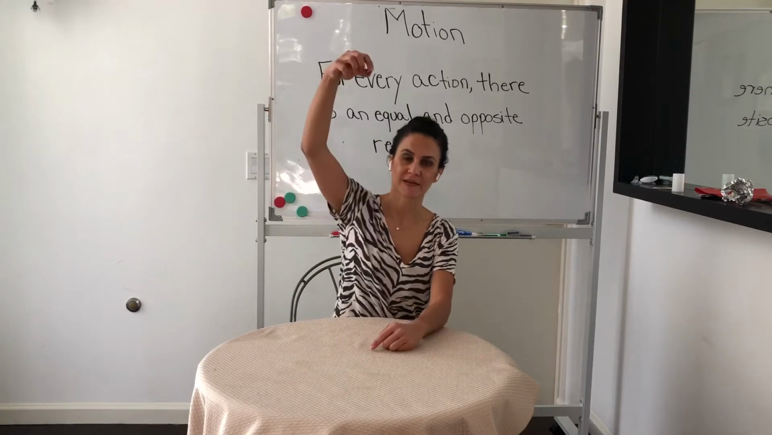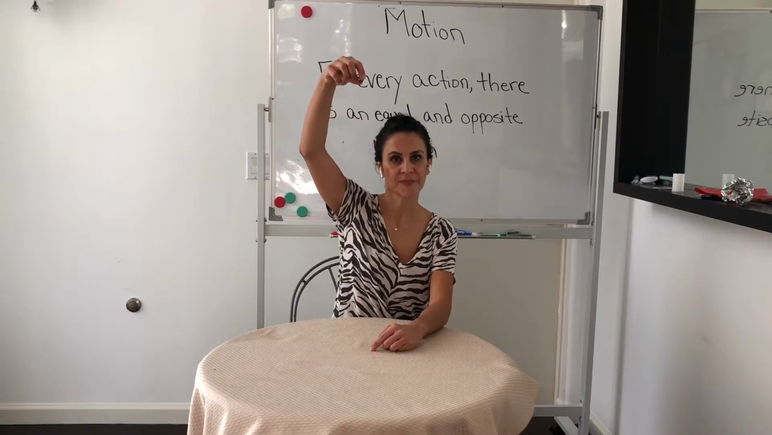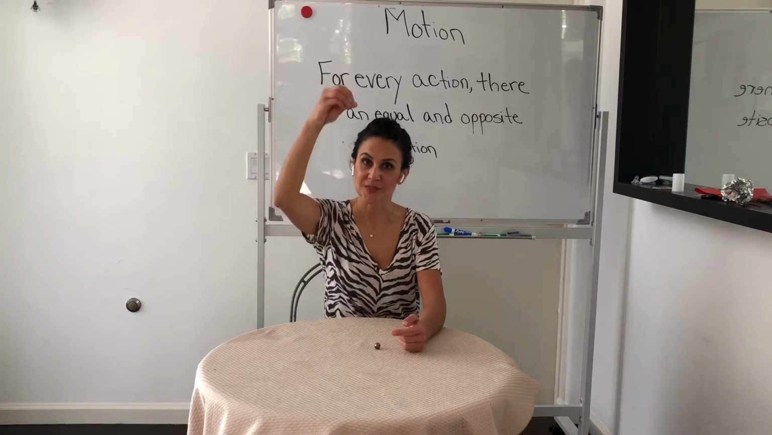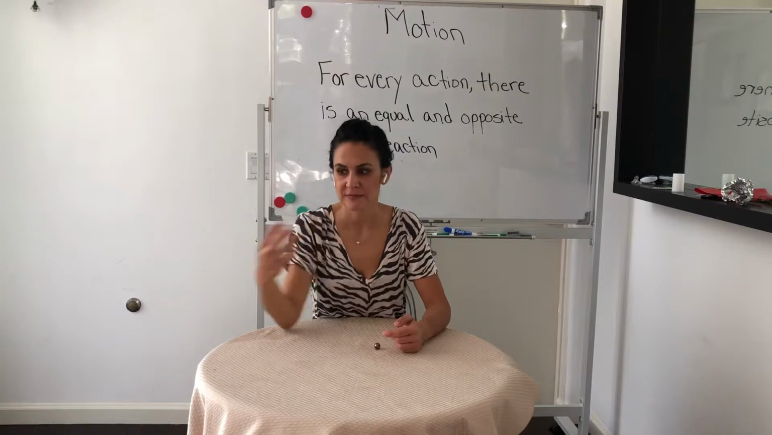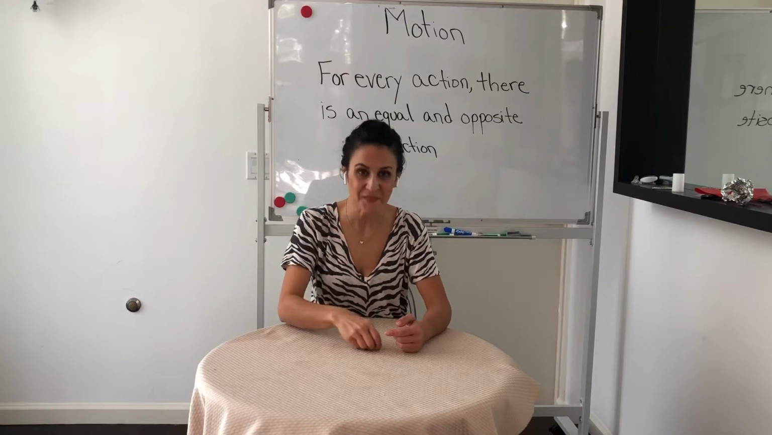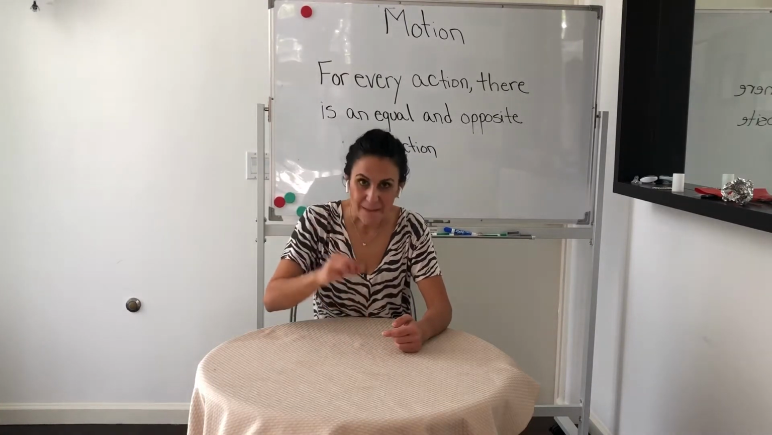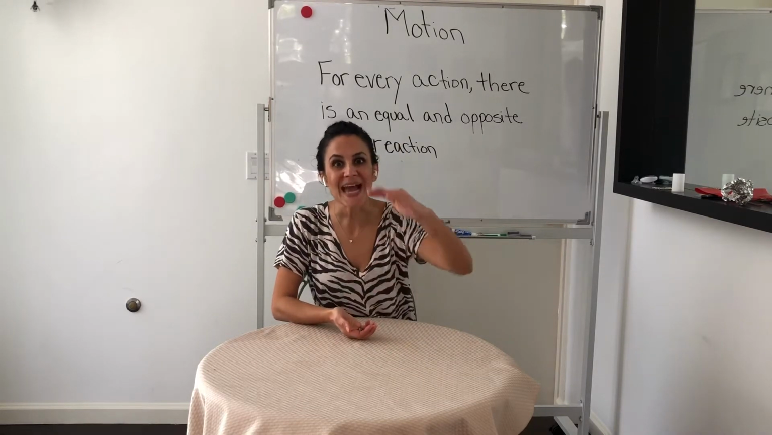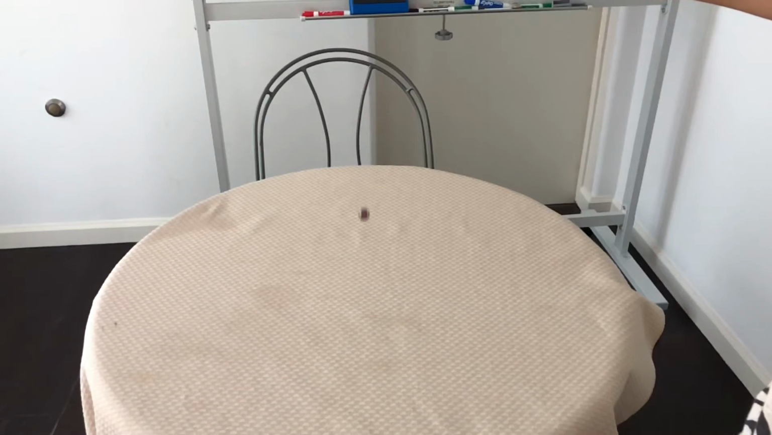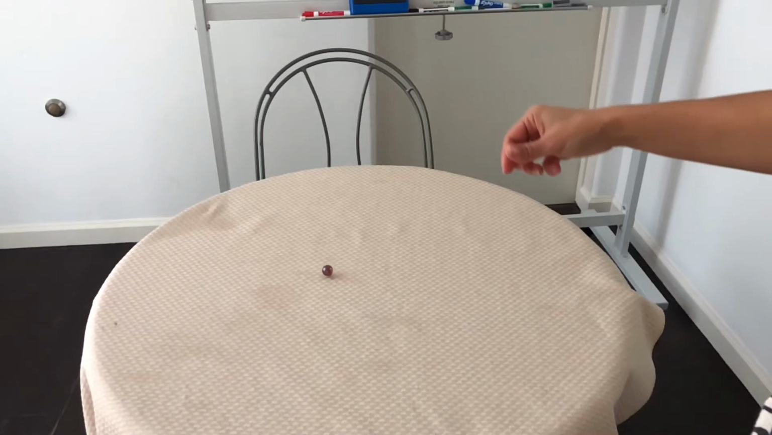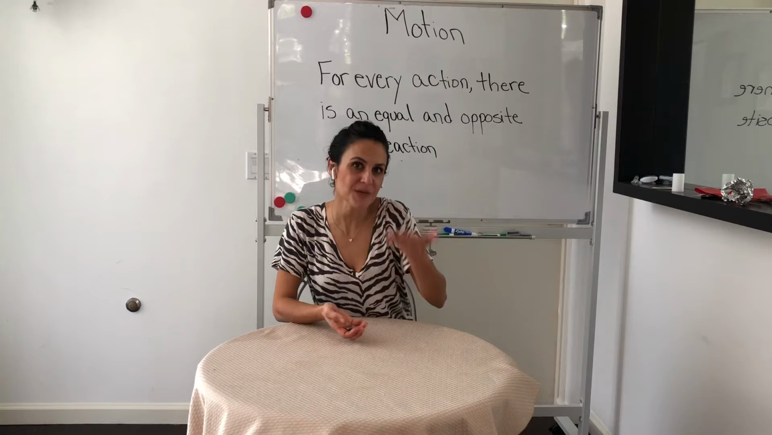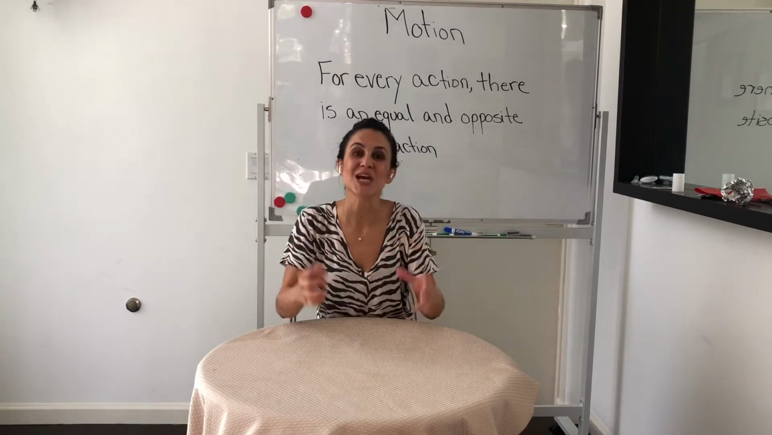Now what if I take the marble and I drop the marble? The action was me dropping the marble, gravity pulling it at the same time, and the marble bounced on the table. It hit the table and reacted. The table was pushing back at the marble. There was a reaction.